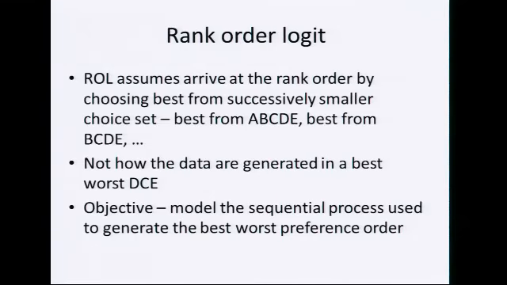So I've said that we use these experiments and we get this rank order. So I think it's not surprising that one approach would be to estimate a rank order logit. And as I guess many of you would know, a rank order logit assumes that we've arrived at this rank by choosing best. If we stick with the example of the 5 alternatives, A, B, C, D, E, a rank order logit, when you estimate the model, is assuming that the respondent chose best from 5, and then out of the 4 that were left over, chose best from 4, best from 3, and best from 2.